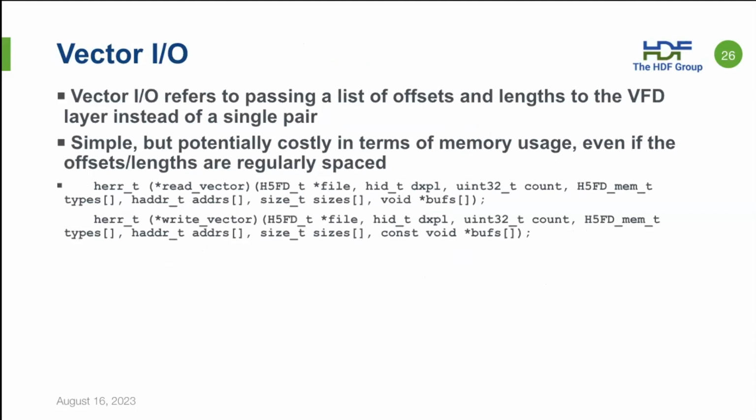So vector IO is one option. It's conceptually the simplest. It's basically you just take these lengths and offsets and buffers and vectorize them. So you have a count parameter and then an array of addresses, sizes, and buffers, and also types, which isn't as important, but we don't have time to talk about that now. And then same for the write.